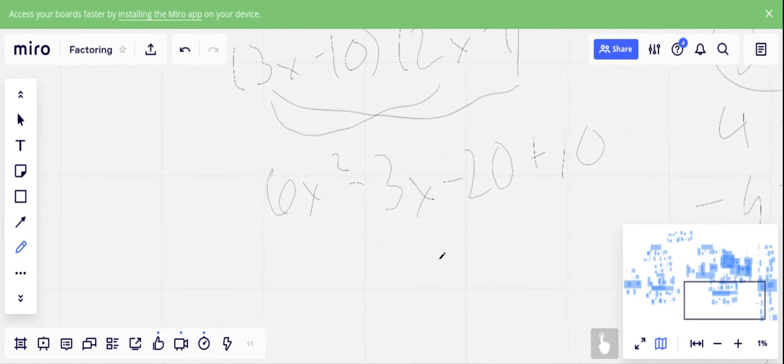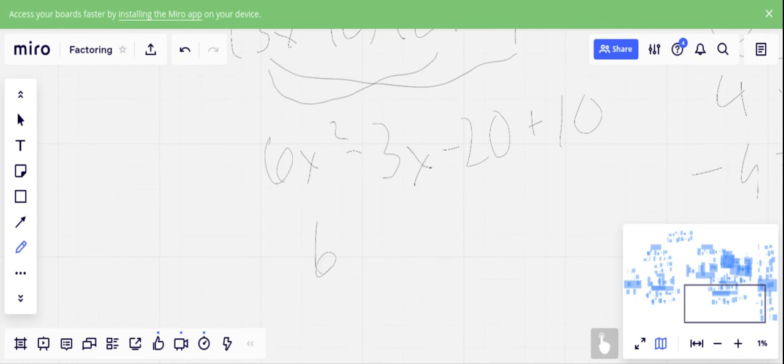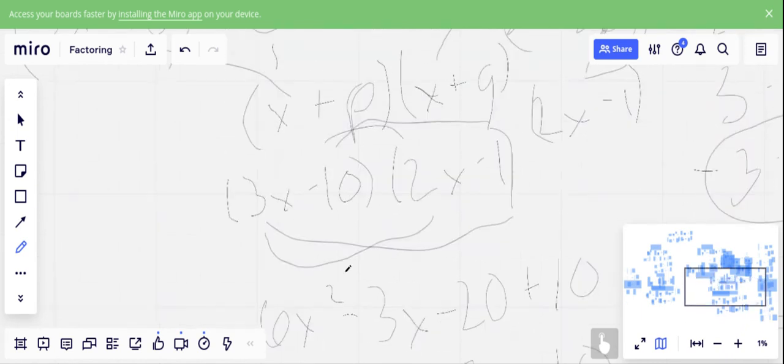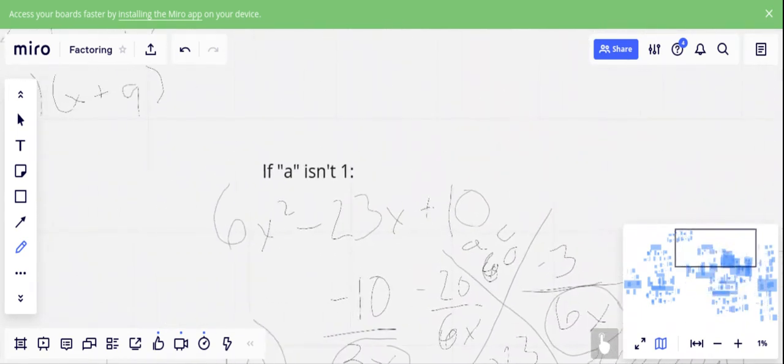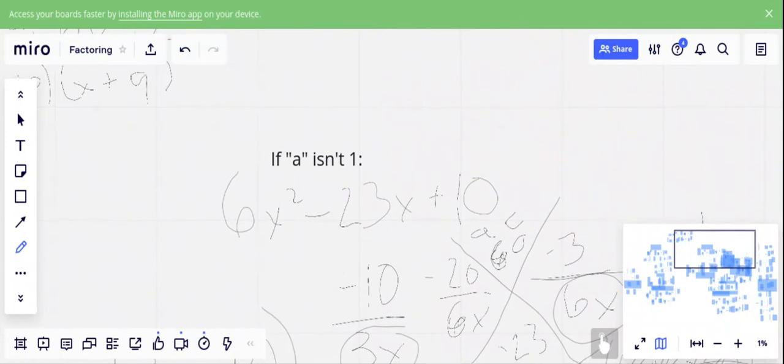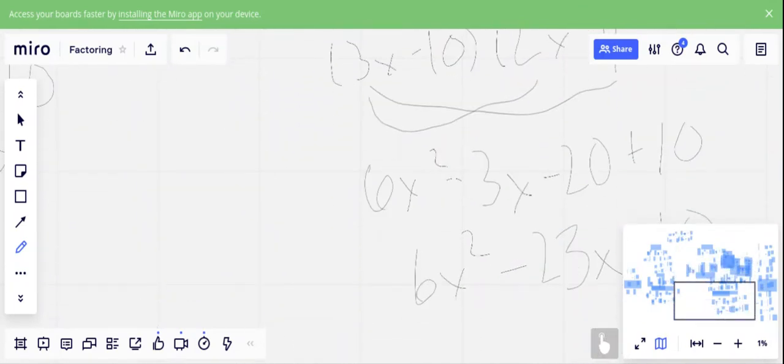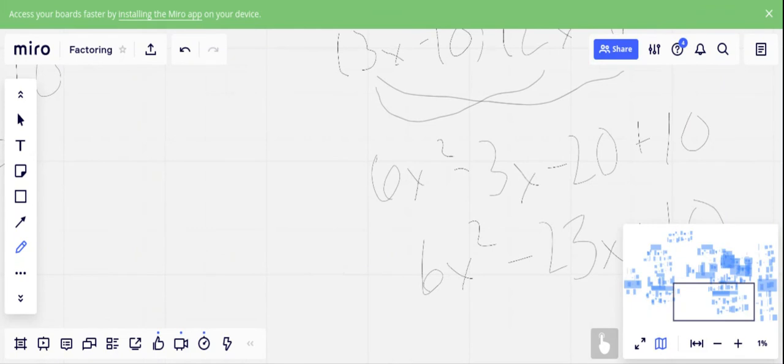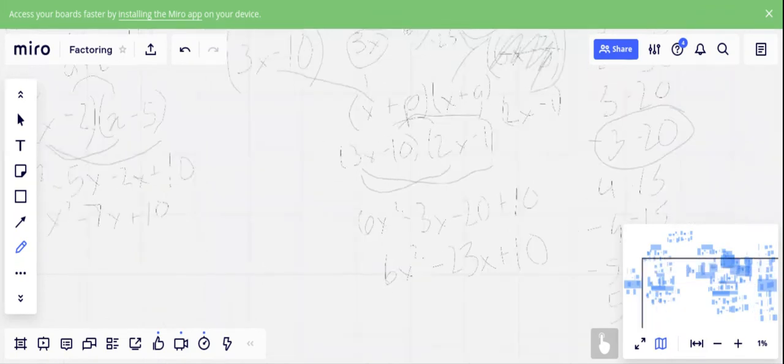So now we can add up the like terms. So 6x squared minus 23x plus 10. And this is, if you look, the same quadratic that we had in the beginning: 6x squared minus 23x plus 10. And they're the same. So that brings us to an end of our factoring video.